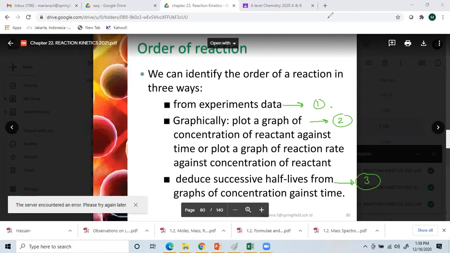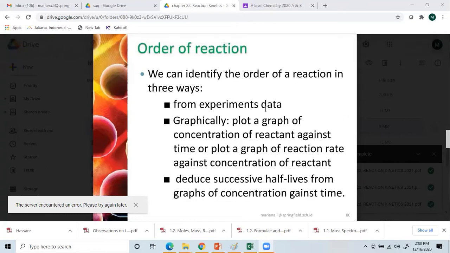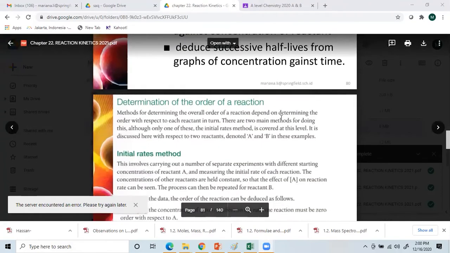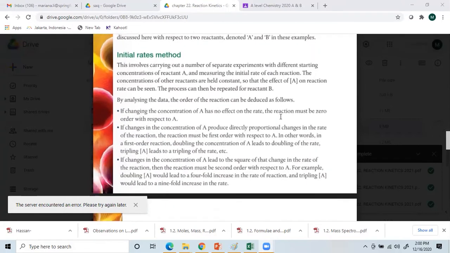Okay, so let's learn how to decide the order of reactions from the experimental data. Through this experimental data, we can see how the concentration of reactants changes and how this change affects the rate of reactions. So, for example, look here. If changing the concentration of A has no effect on the rate, the reaction must be zero order.